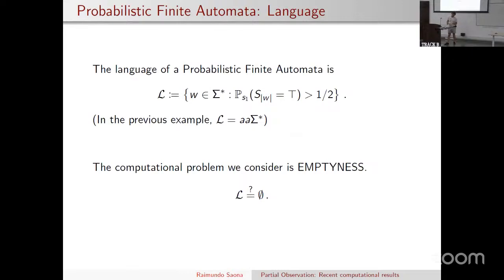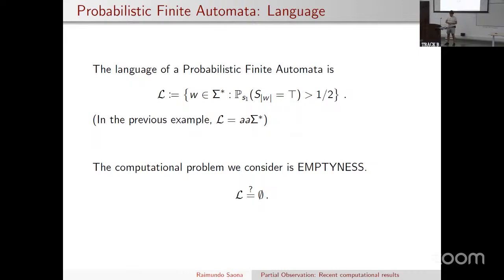What is the language that it defines? Since there are probabilities, you might accept or not, you might terminate in top or bottom. The language that it defines are the words which are accepted with probability larger than a half. So in the previous example, you accept every word that starts with two A's. Because you go to the acceptance state with probability 3/4, at least. And the problem that you want to solve is the emptiness problem. Is there any word at all in this language?